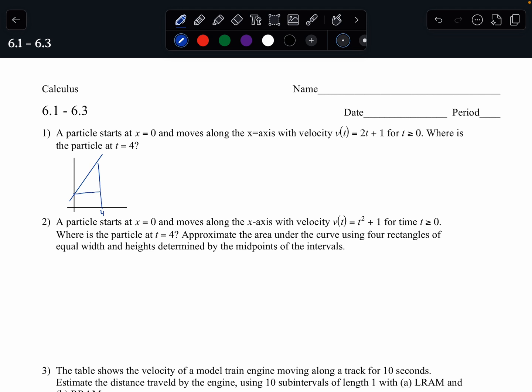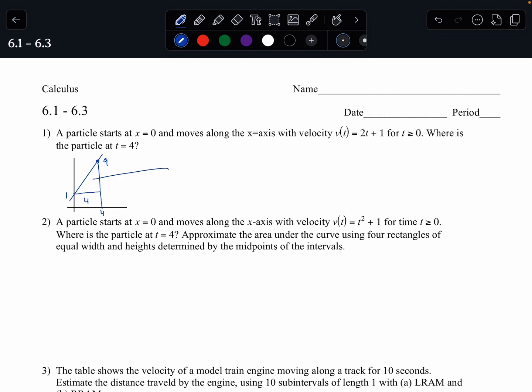And so the first thing I want to find is what is this height right here. So at t equals 4, this is going to become 9. And so I know that this right here is 9. This right here is 1. Definitely not to scale, I know, but that means that the area of this rectangle is 4.